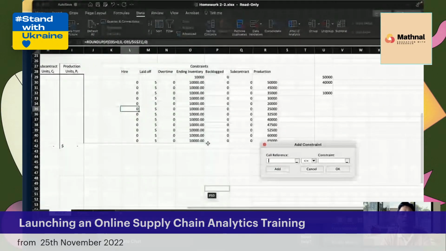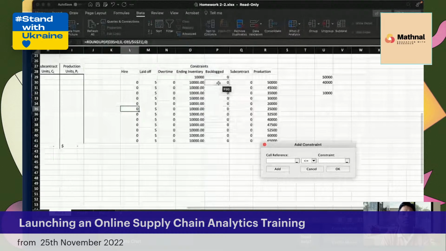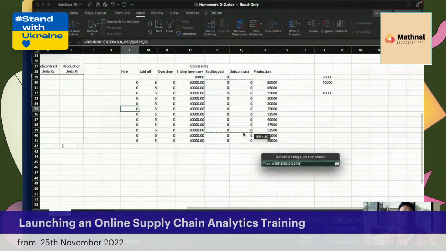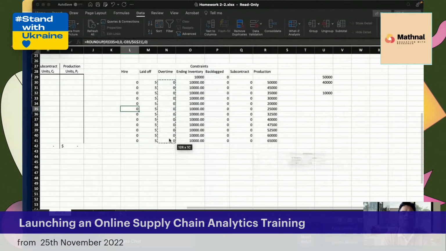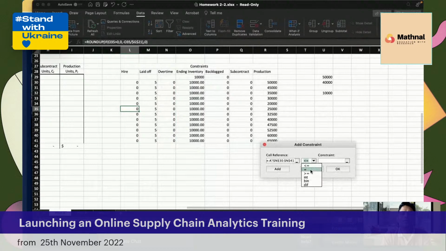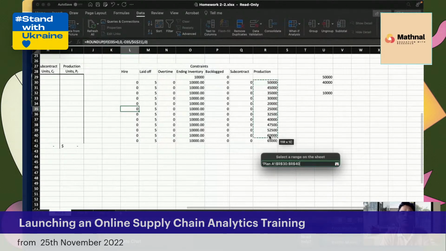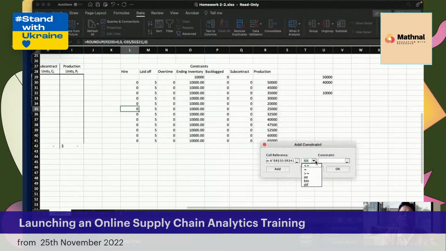Third thing, we have to define that these two should be equal to 0. Our backlog and subcontracting have to be equal to 0. We also define that overtime also has to be equal to 0. Okay, and our production should be less than or equal to the capacity.